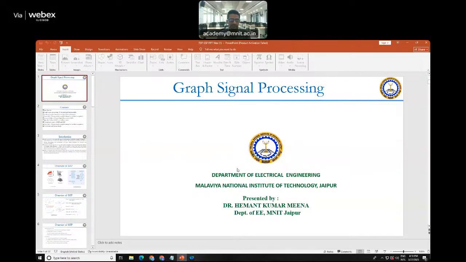Today we will basically start with a theoretical as well as application-based topic. That is graph signal processing, right?